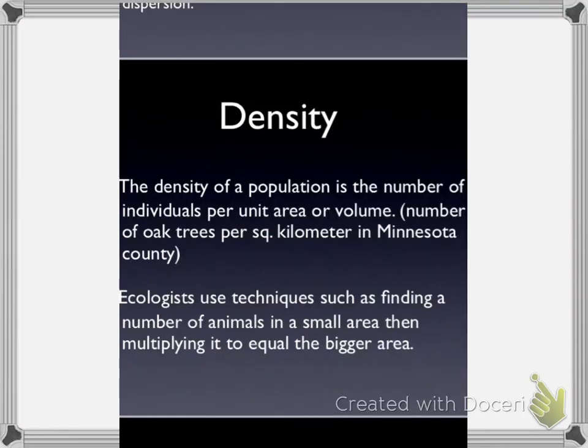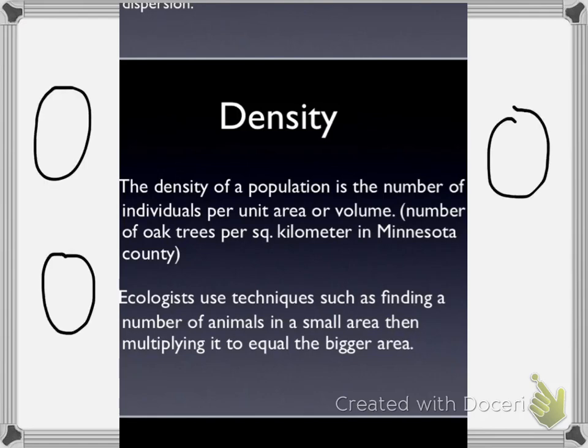The density of a population is the number of individuals per unit area or volume. So like on the last slide where you have all these little circles, all these are going to be the populations, but this population over here could be more dense because there's more animals or trees or whatever's in the population in that area than what would be in this one or this one. So this would be less dense than this one, and this would be less dense than this one. So density is basically just exactly how it sounds, whichever area has more is more dense.